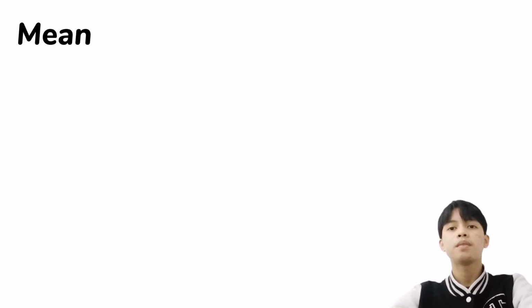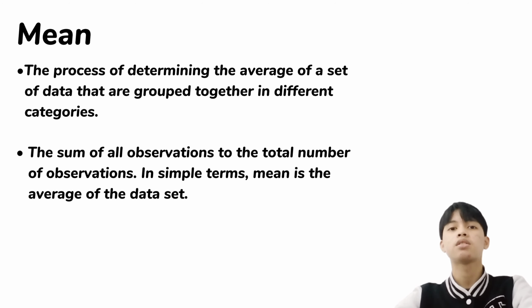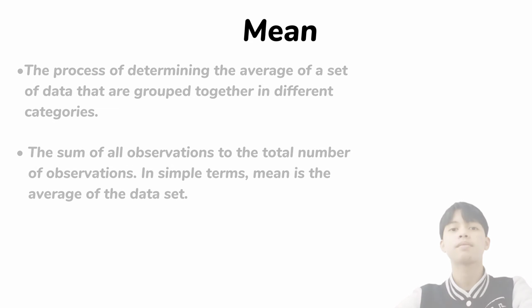The mean of group data is the process of determining the average of a data set that are grouped together in different categories. In statistics, the mean can also be defined as the sum of all observations to the total number of observations. In simple terms, the mean is the average of the data set.